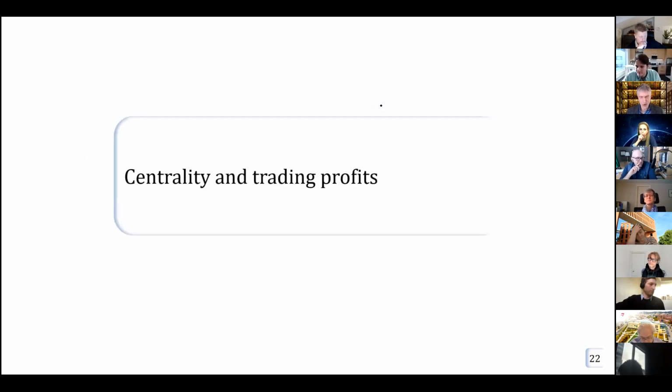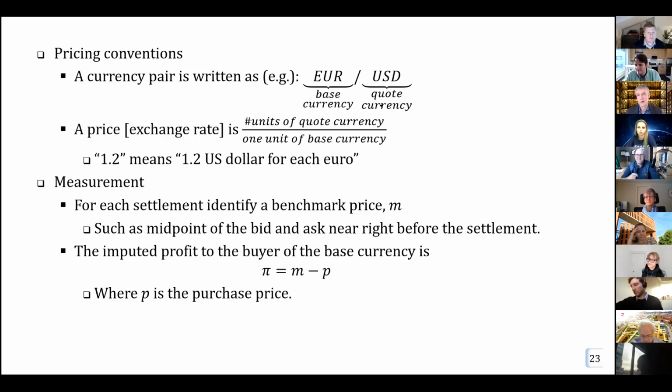Okay. So I'm going to get quickly into our measurements and what we do. I first need to tell you something about the pricing conventions here. In the foreign exchange market, the operative word is exchange. Two currencies are exchanged. The currencies are usually written with a fraction bar in between them. The euro US dollar market is written euro/US dollar, not USD/euro. So in this market, a price is the number of units of the quote currency, the second currency, that's exchanged for a unit of the base currency. So if you see 1.2, that means 1.2 US dollars for each euro.